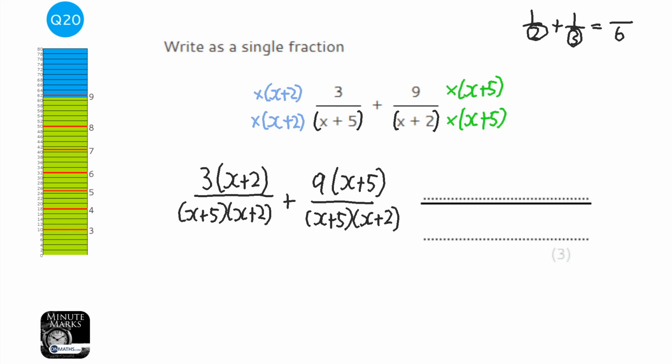Okay, now we can just add the tops now. So I can just add the tops together, and the bottom is the same, so I'll just write it once.